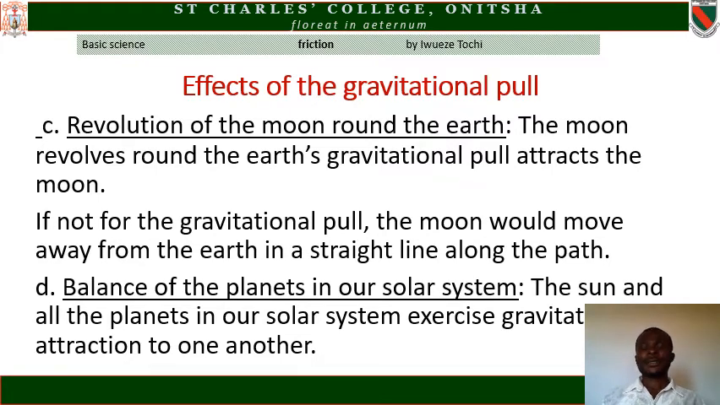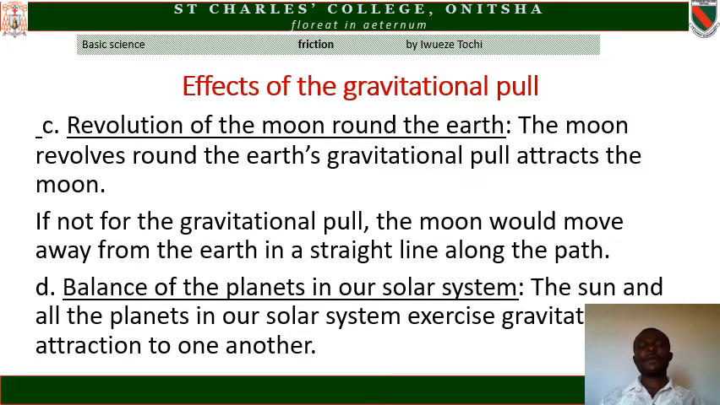Scientists told us that this Earth rotates around its axis. It also revolves around other planet systems. But while revolving, the object on the surface, or the human being living on the surface of the earth, does not fall apart because of gravitational pull or attraction.